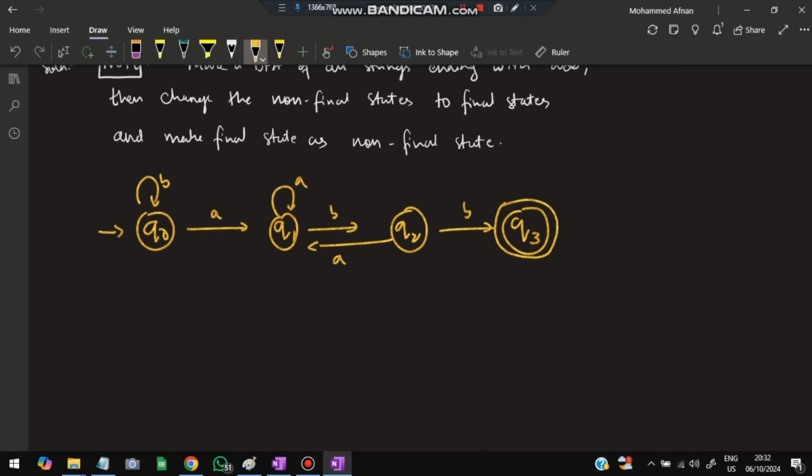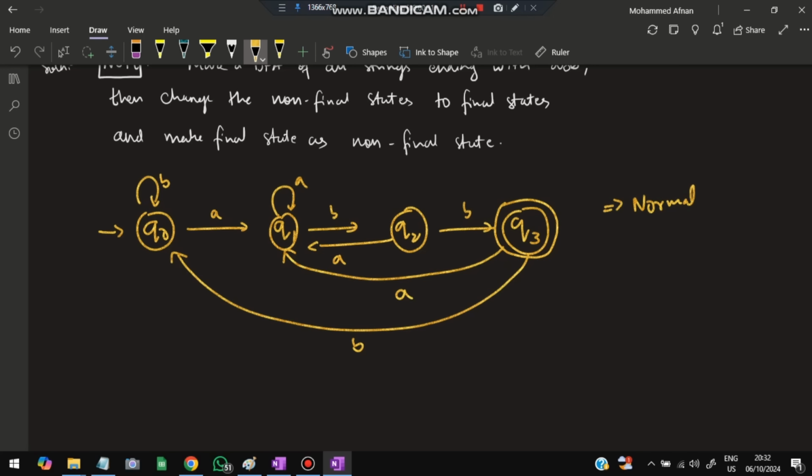You have solved this question, and AB is defined here. Now, after that, ending with ABB, right? If it is coming here and another A comes, what should happen? If A comes, it should go back here. It should be ending with ABB, so it will go back here. And if B comes, B will be going back to the starting state here. Okay. Now, this is the normal DFA. Normal DFA means what? Ending with ABB. Now, reaching this point, ending with ABB.